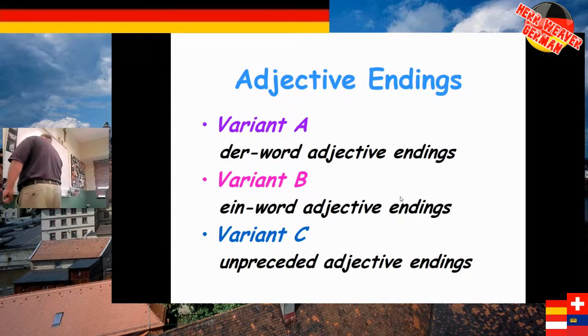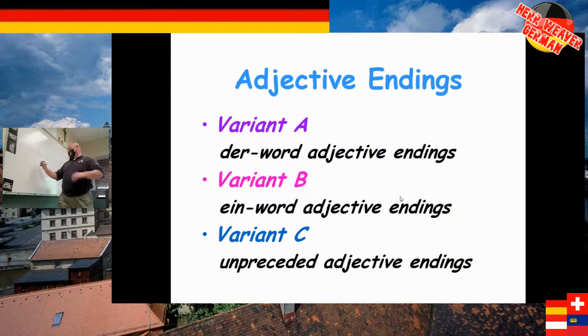Let's make some sentences in the accusative real quick and then I'll let this settle in with you here. Okay, so let's say: wir sehen die blank Großmutter.